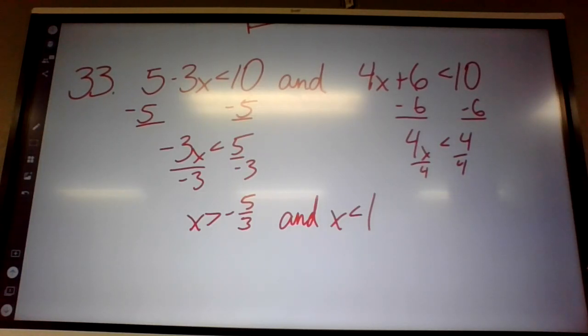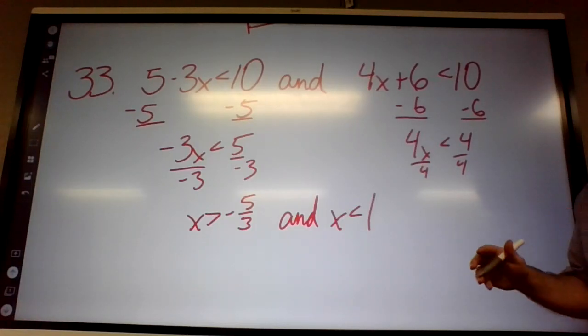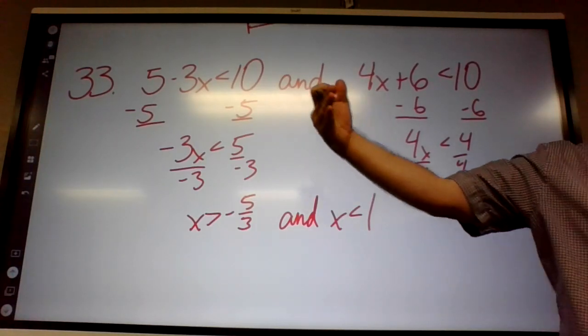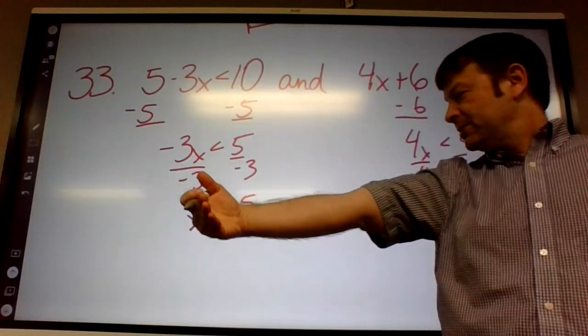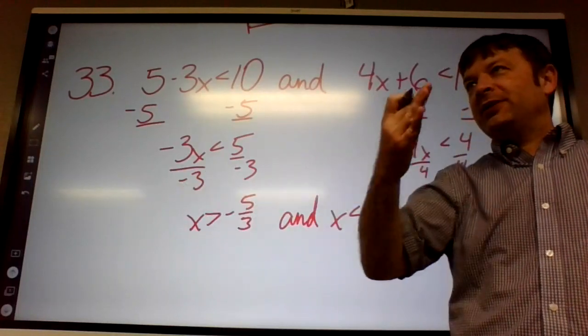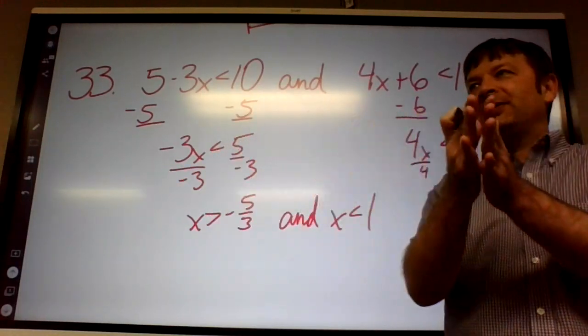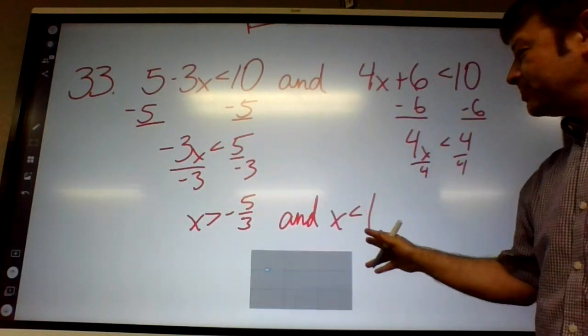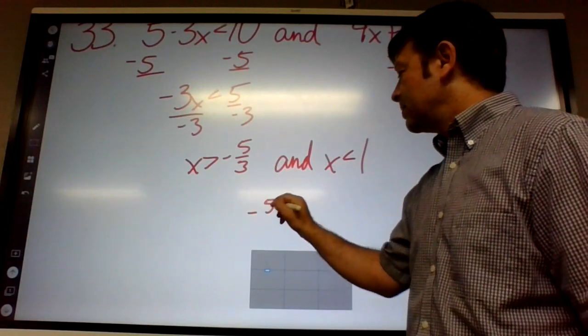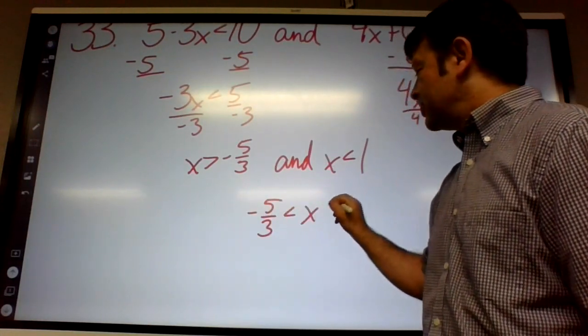All right. What numbers are greater than -5/3 and less than 1? Negative 5/3 is over here, 1 is over here, so greater than this one, less than this one. And it's an and. So that'd be all the ones in the middle. So the one that's between.